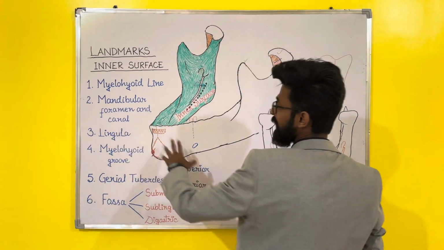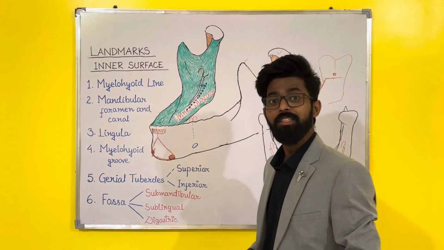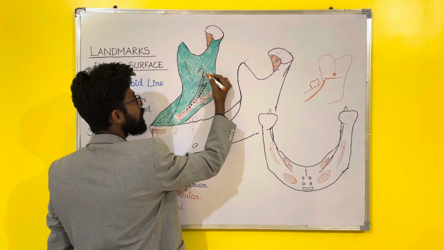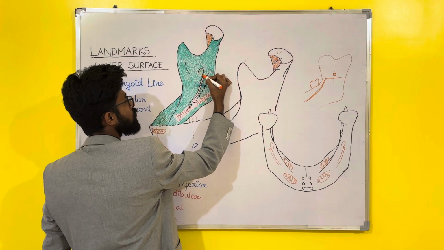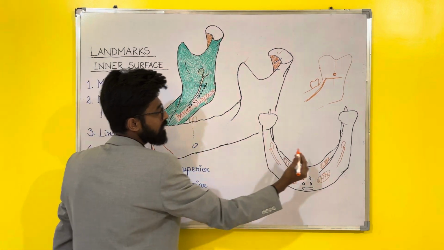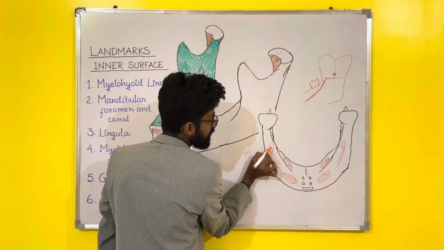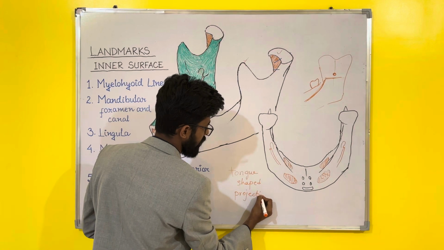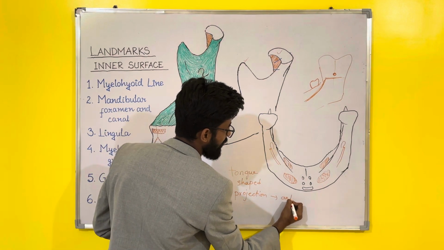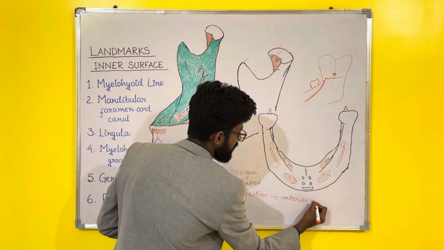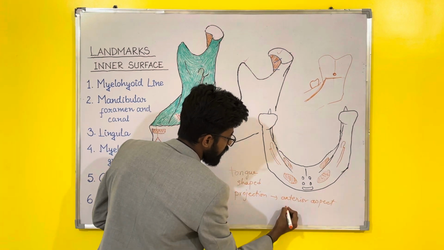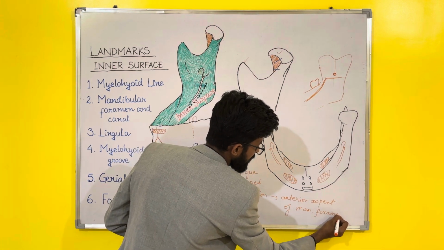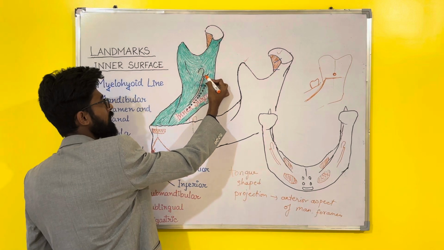Third is the lingula. The lingula is a tongue-shaped projection which is present just anterior to the mandibular foramen. So this is the mandibular foramen, and this one is the lingula. This is the mandibular foramen on the inferior aspect, and this is the lingula. The lingula is a tongue-shaped projection present on the anterior aspect of the mandibular foramen, just in front of it.